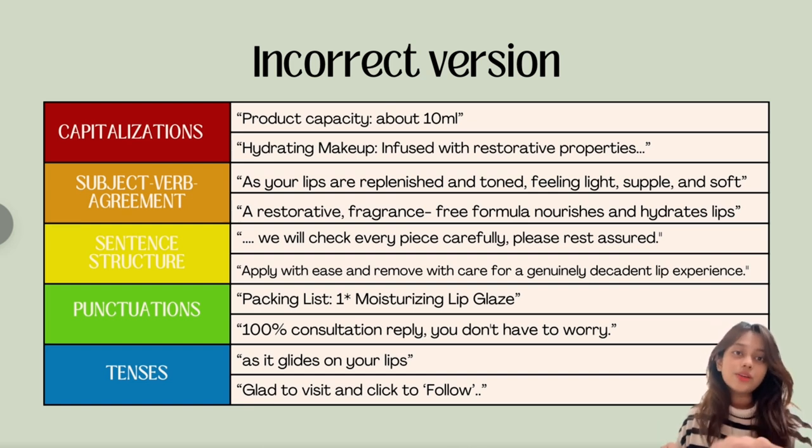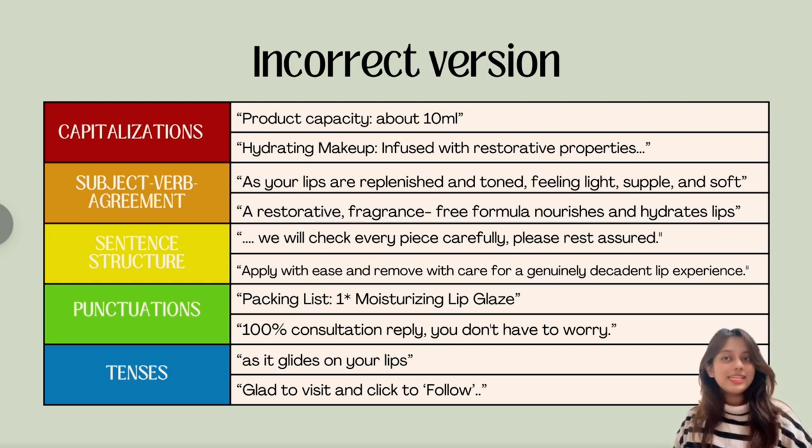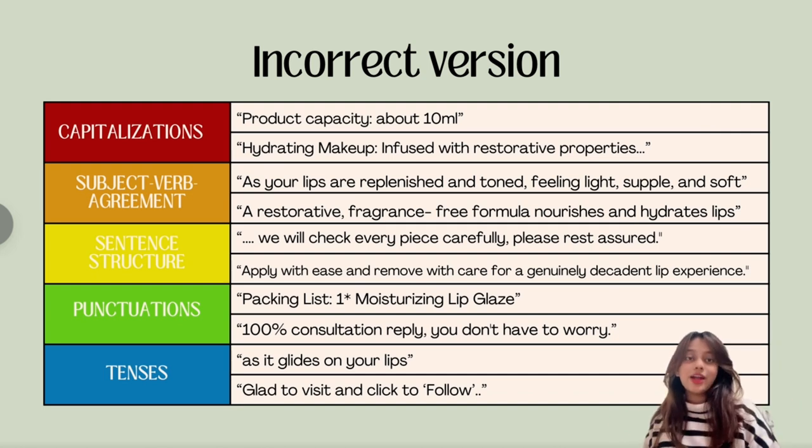And then moving on to the fourth one, the fourth error is punctuation: missing or wrong punctuation marks like commas or full stops, which affects the clarity of the sentence. And lastly is tenses error, using the wrong verb tense like mixing present and past tense in the same sentence. Now, here are the errors that we have identified in product 2.